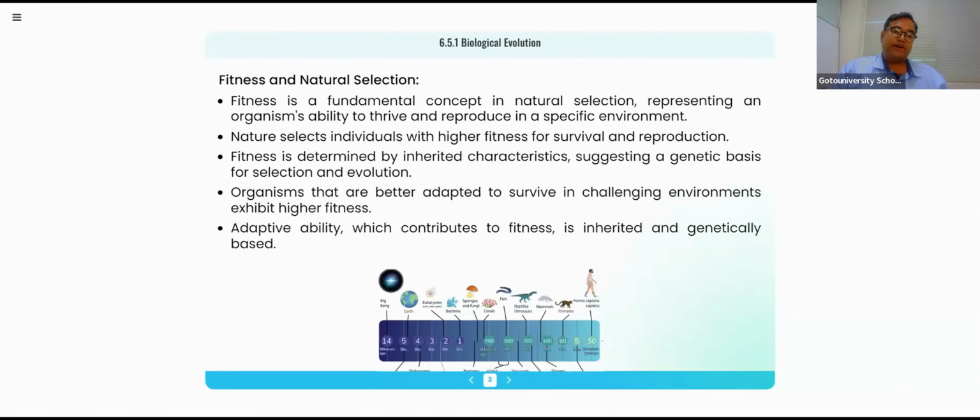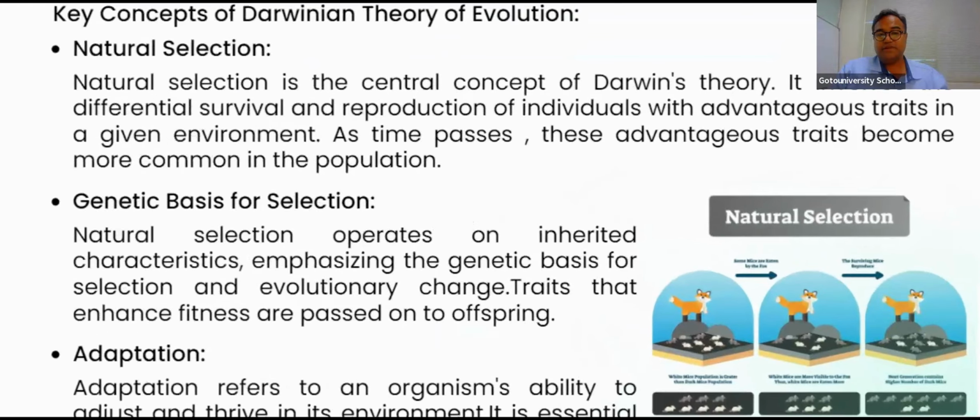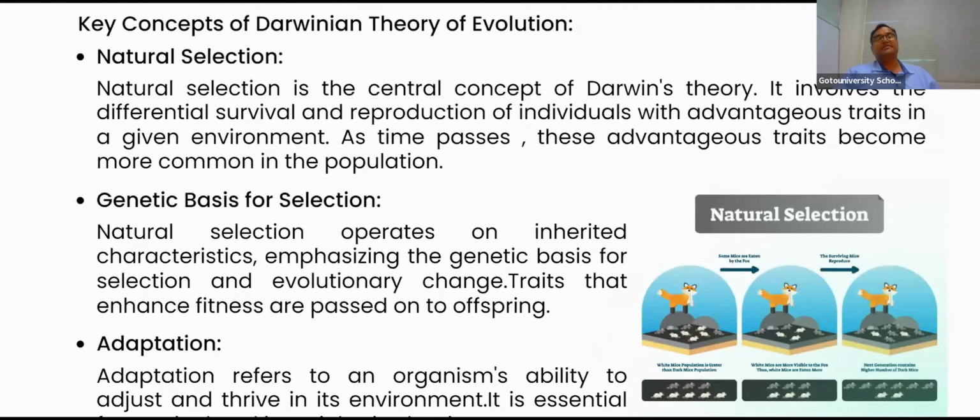Now we are entering into the key concept of Darwin's theory, natural selection, that we already told you. Genetic basis: different DNA sequences determine different types of intelligence quotient of the various children of the same parent. This is a fantastic example.